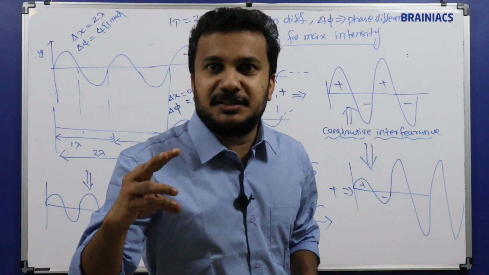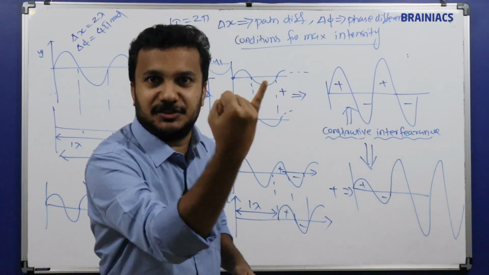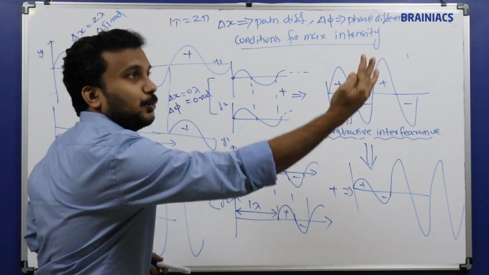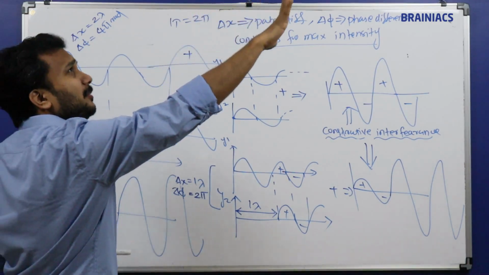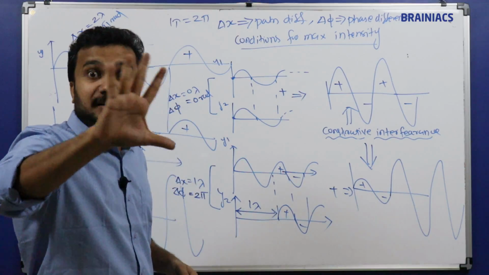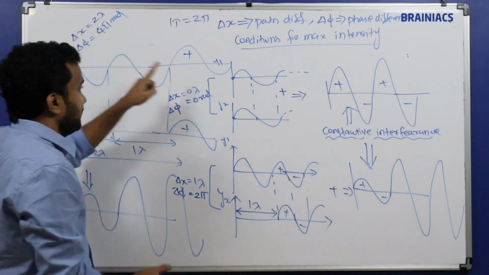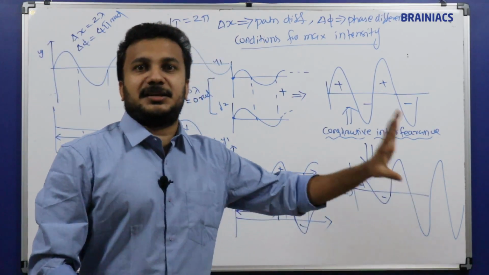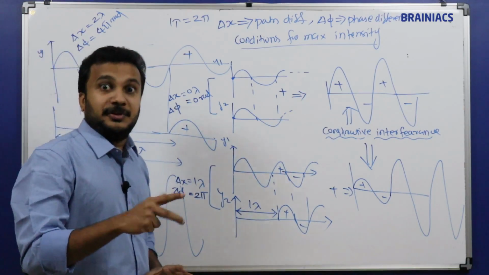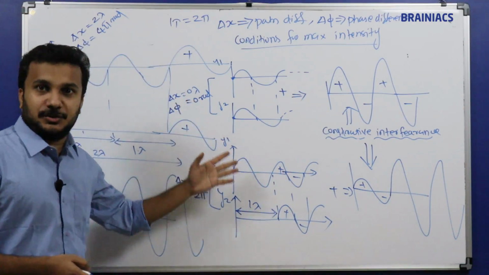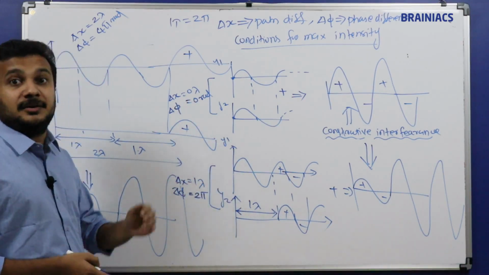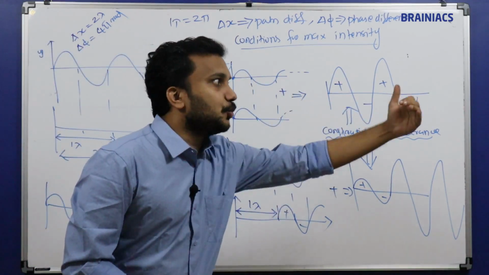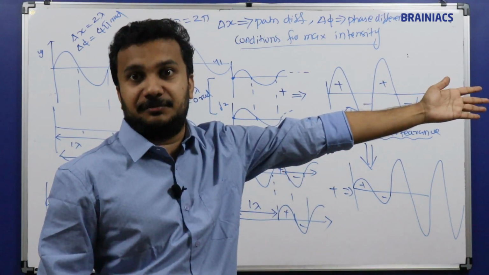In order for constructive interference to happen, my path difference is 0 lambda, 1 lambda, 2 lambda, 3 lambda, 4 lambda, 5 lambda and so on up to infinity. So what is the phase difference? Phase difference is 0 radian, 2 pi radian, 4 pi radian, 6 pi radian, 8 pi radian and so on. The wave is not ending, the wave is traveling.